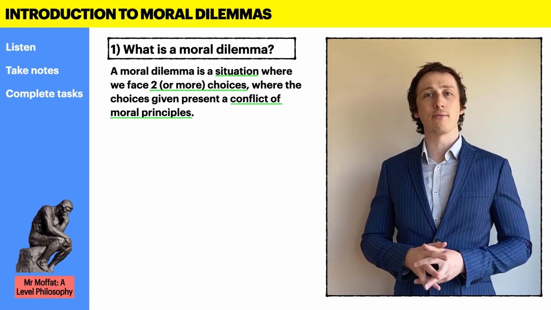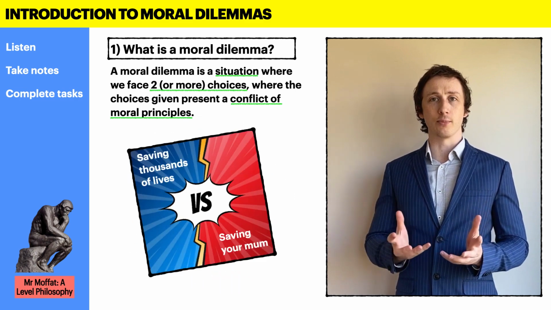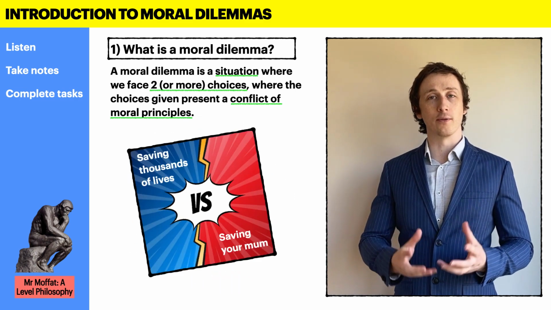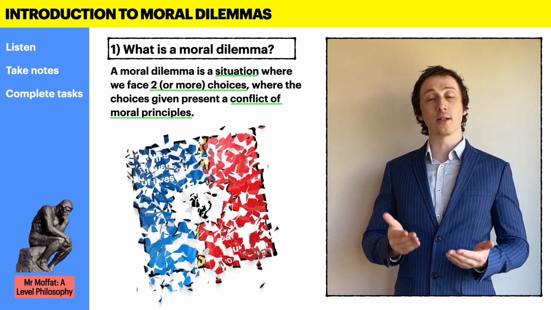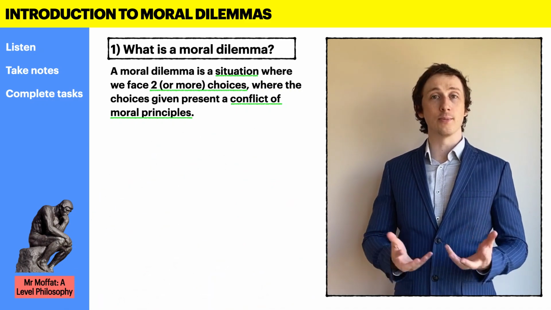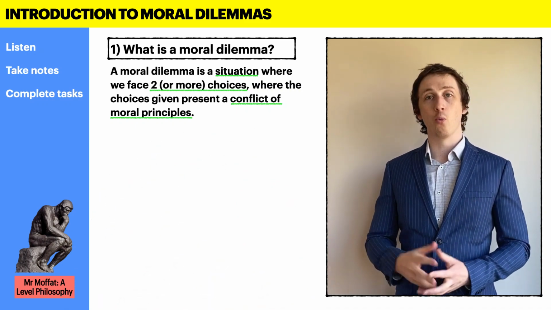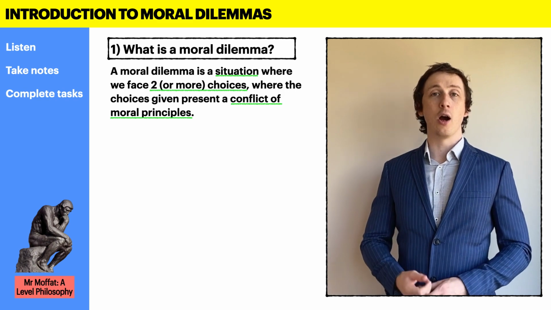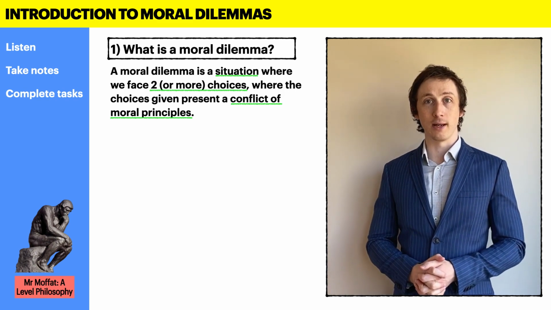So a moral dilemma represents a conflict between moral principles, and this is the whole point of a moral dilemma. They're to allow us to try and test which principles we value over others. What principles ultimately do we think are most important in our moral decision making?